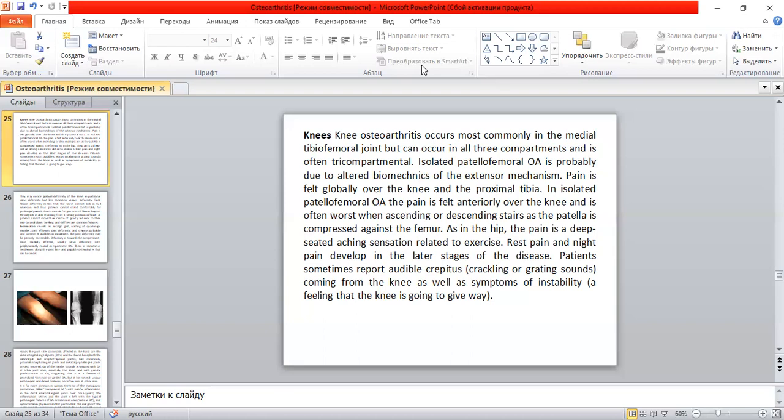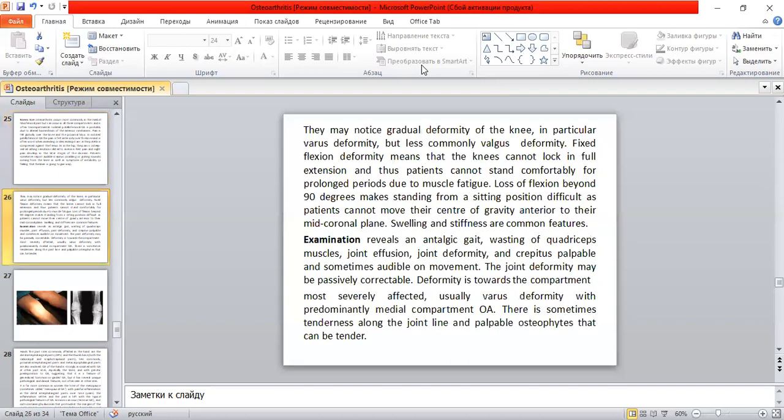Patients sometimes report audible crepitus, cracking or grunting sounds coming from the knee, as well as symptoms of instability. They may notice gradual deformity of the knee, in particular varus deformity, but less commonly valgus deformity. Fixed flexion deformity means that the knee cannot lock in full extension, and those patients cannot stand comfortably for prolonged periods due to muscle fatigue.